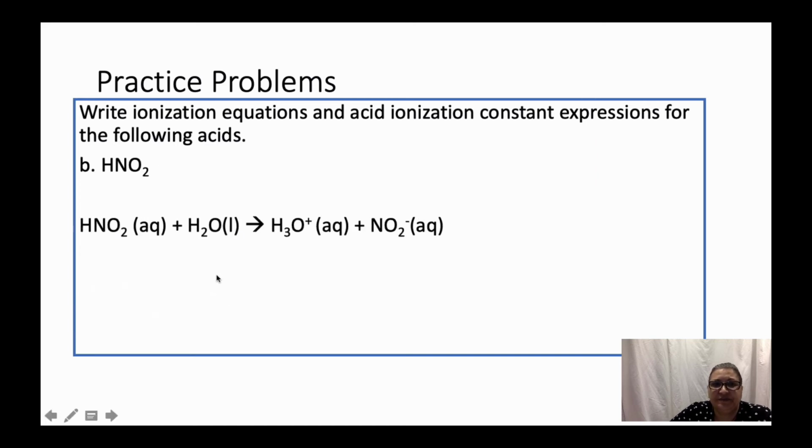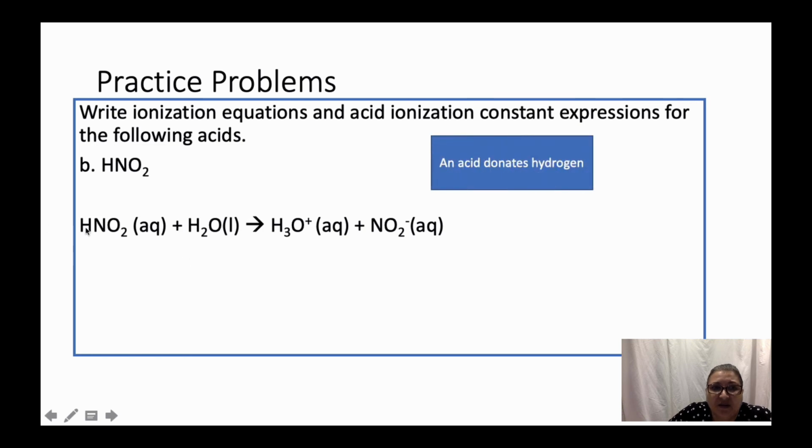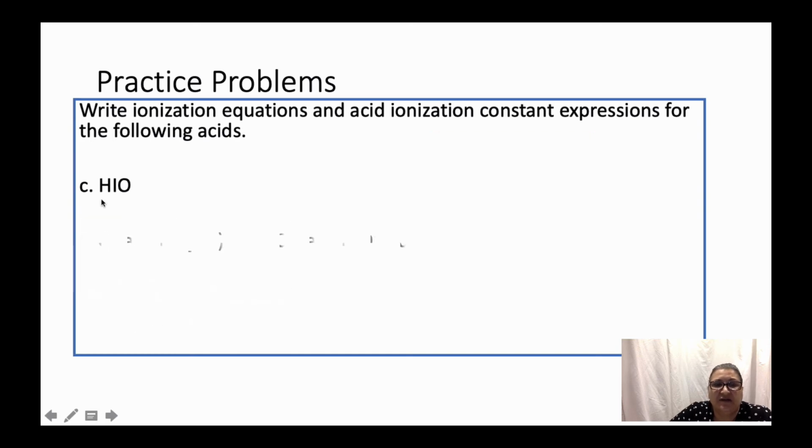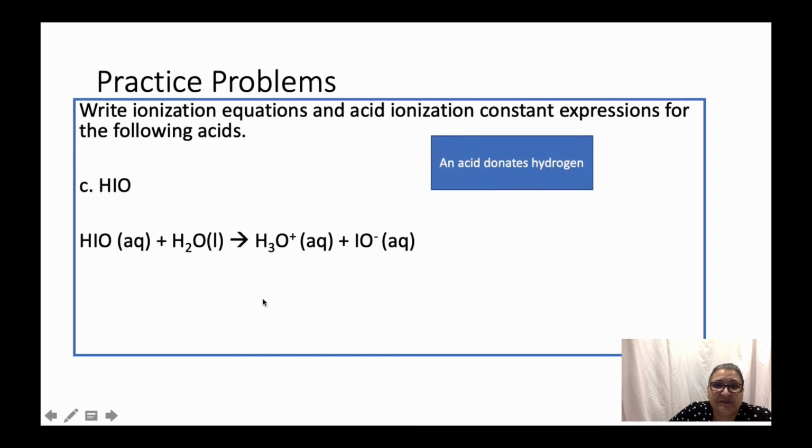HNO2. Now, HNO2 is going to donate, so hydronium ion again, always. And then the NO2 will be negative, and we write the expression not including water. Now for HIO plus water, hydronium, now IO minus, and we write the expression.